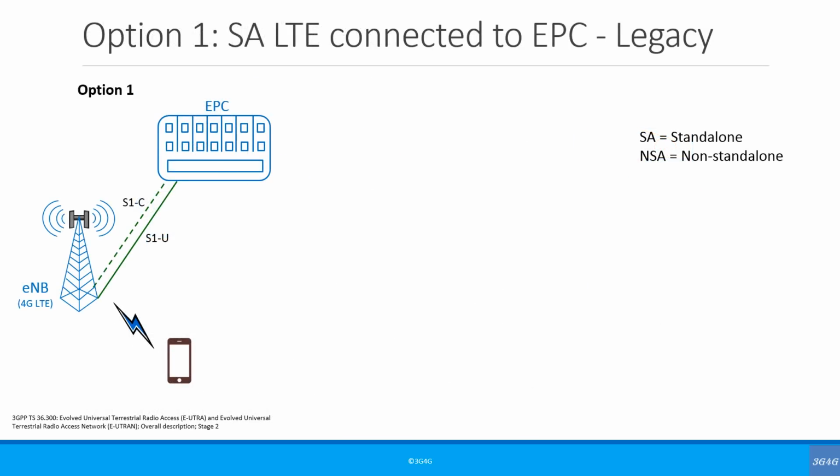So let's start with option 1, which is the legacy 4G LTE connected to EPC. This is already existing but had to be shown as the rest of the options follow this one in numbering.